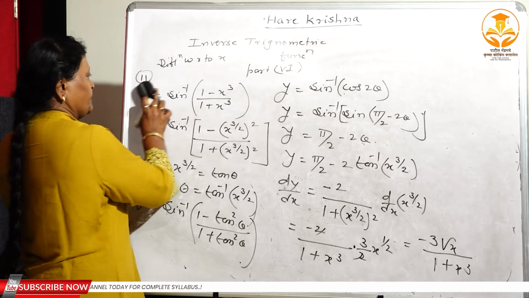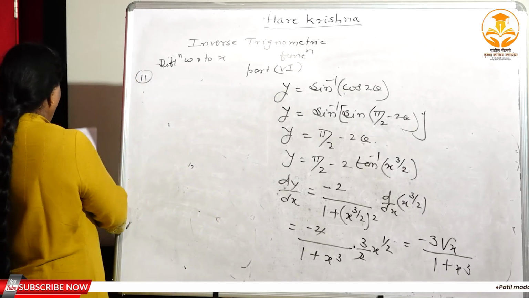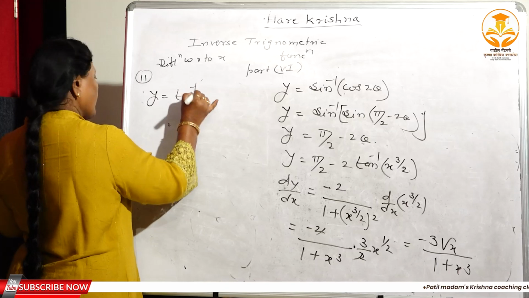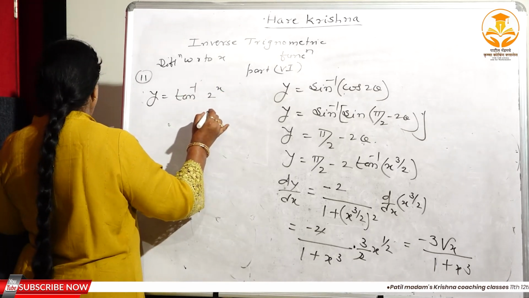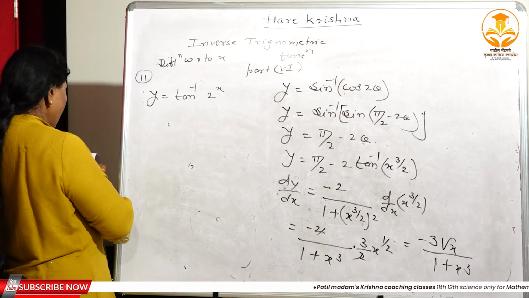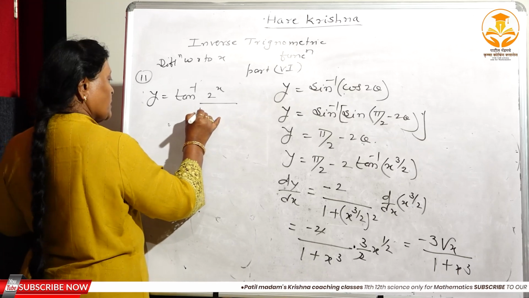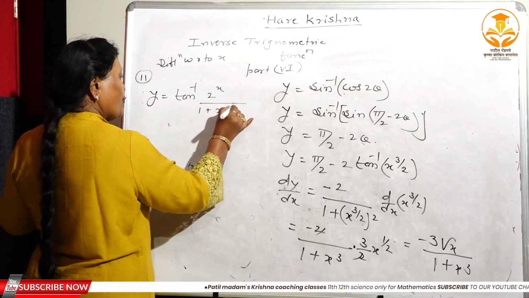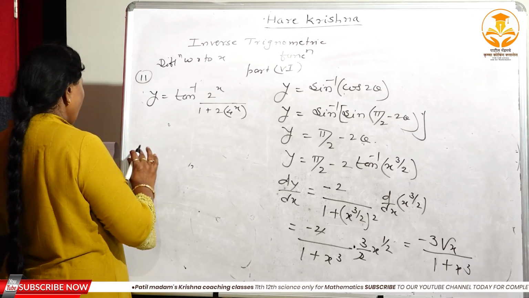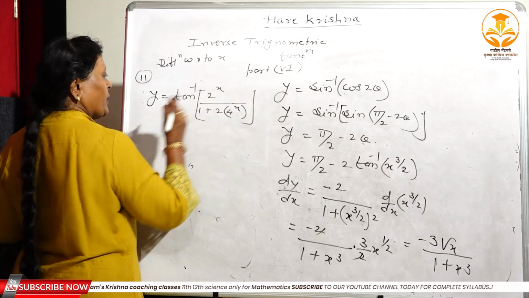That is, see, this y is equal to tan inverse of 2 raised to x divided by 1 plus 4 raised to x. This is the problem, that is 2 raised to x divided by 1 plus 4 raised to x, right?